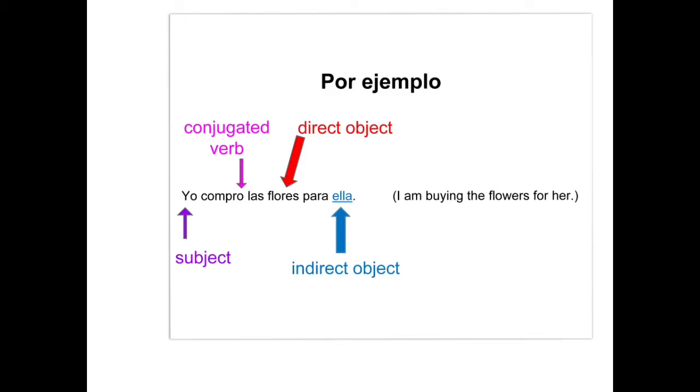Yo compro las flores para ella. For whom am I buying the flowers? The answer to that question is for her. Therefore, para ella is my indirect object.